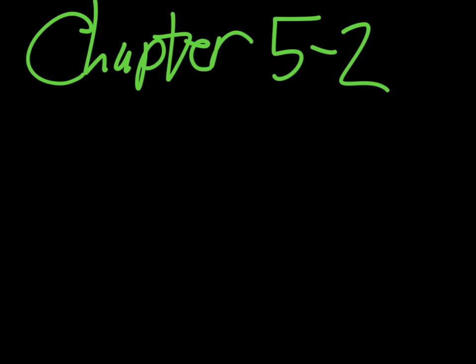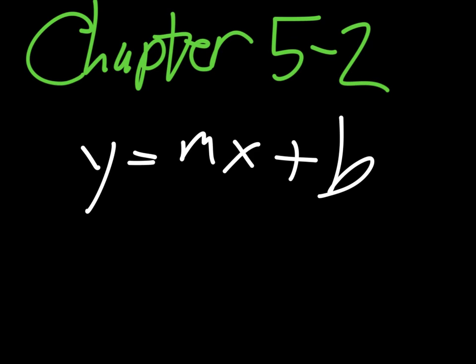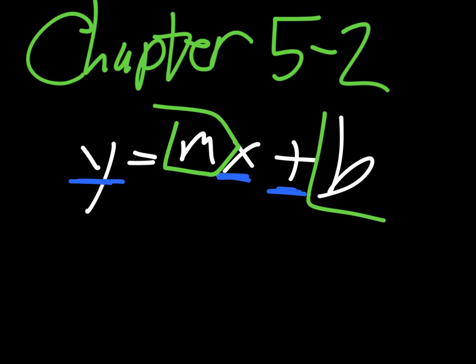Okay, so now we're in chapter 5-2. This is what's called slope-intercept form. Slope-intercept form looks like this. There we go. That's what slope-intercept form looks like, okay? Now, that probably looks like a foreign language to you, so let me break it down. You're familiar with our y, our x, and our plus sign. What you aren't familiar with is, what the heck is this?